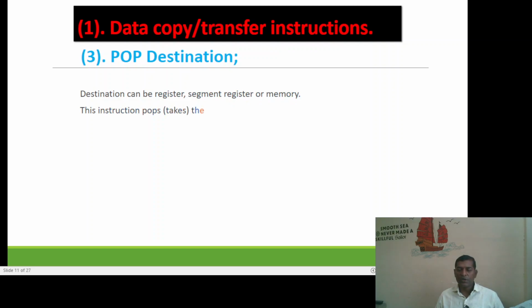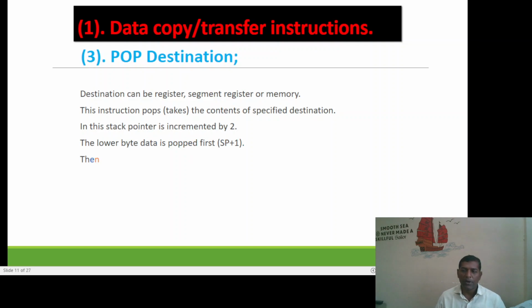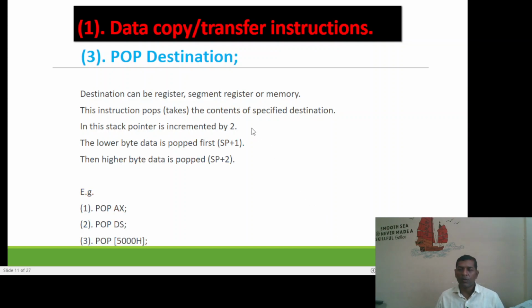So this PUSH instruction is already known. Now we'll move to the POP instruction. The POP operation is the second type of operation which is executed on a stack. POP destination is the structure of this POP instruction. The destination can be a register, segment register or memory. So we will be copying the contents of the stack segment into the destination.